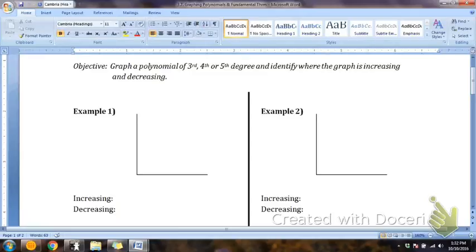We're going to tell where the function is increasing and where the function is decreasing. And that's something that we haven't talked about yet. So that's going to be new, and that's where the highlighters are going to come into play.